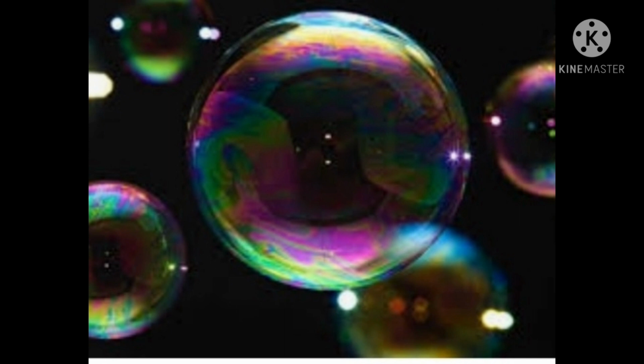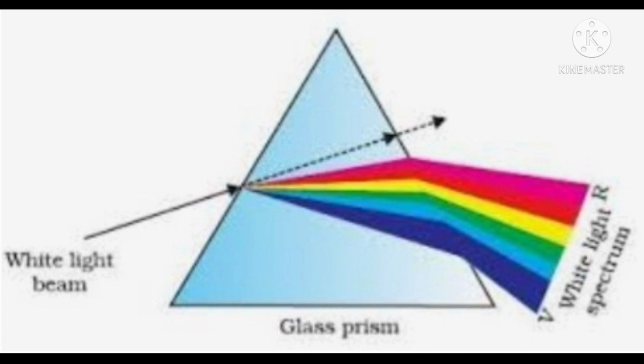You might have seen that when you blow soap bubbles, they appear colorful. Similarly, when light is reflected from the surface of a compact disc, you see many colors. On the basis of these experiences, we can say that sunlight is a mixture of different colors. When a beam of white light is passed through a glass prism, a band of 7 colors is formed on a white screen. The splitting of white light into 7 colors on passing through a transparent medium like a glass prism is called dispersion of light. The formation of a spectrum of 7 colors shows that white light is a mixture of 7 colors.